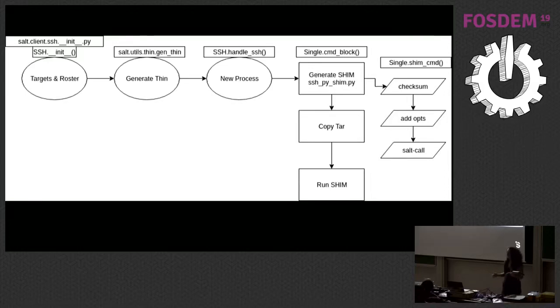At this point, we're going to determine all the dependencies that we're going to need in this thin to be able to run this on the minion. It's also going to add the salt-call binary to the thin, and then it's going to zip that up. And then we're going to generate a new process, and we do that using the multiprocessing library.